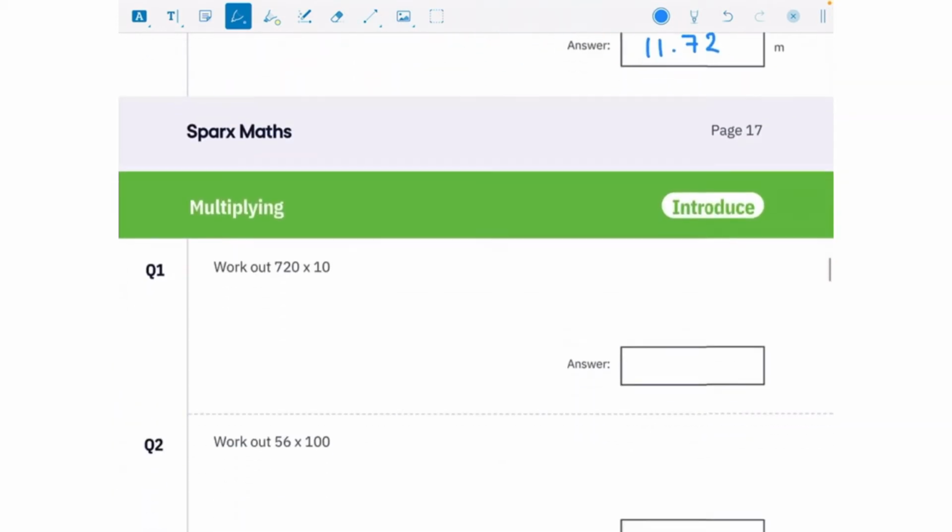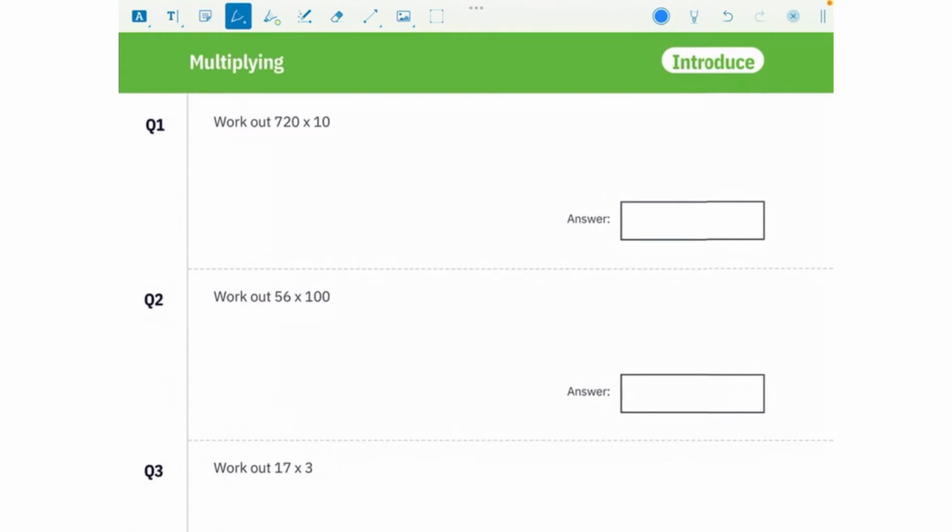Moving on to multiplying. So when we're multiplying by 10, we're going to move all of the digits one column to the left. So if we just think about 720, that's got a hundreds column, tens column, ones column. So we have 720 like that. And when we times by 10, everything moves one column to the left. If we were going to times by 100, it would move 2 columns to the left. If we were going to divide by 10, we'd move 1 column to the right, and so on.